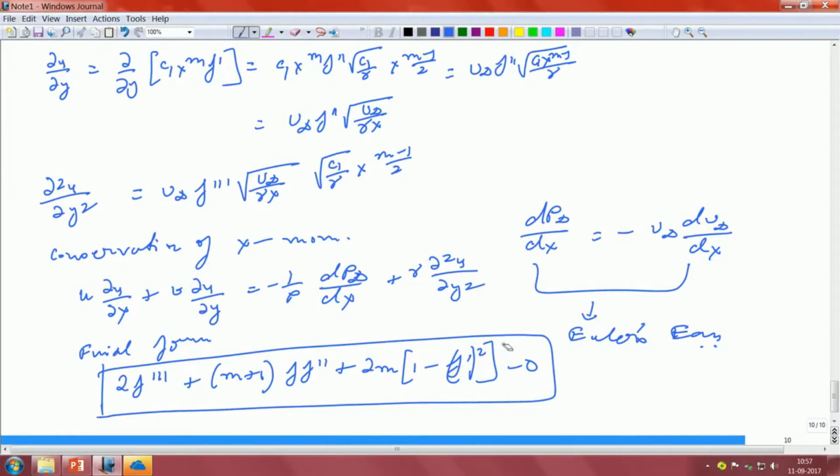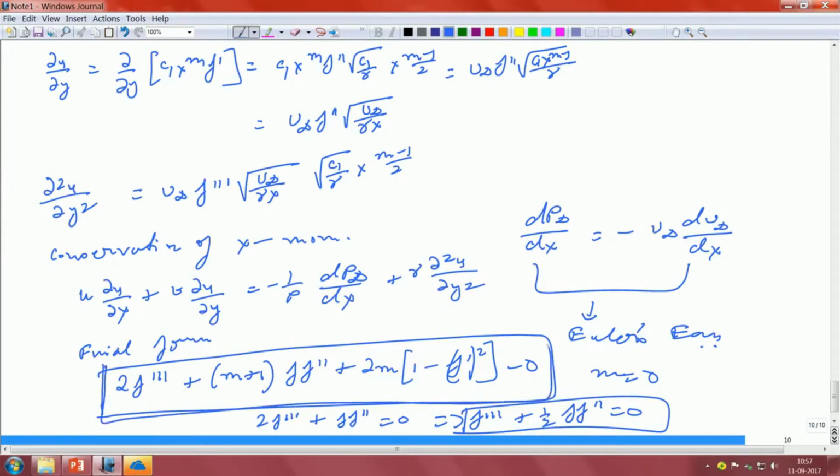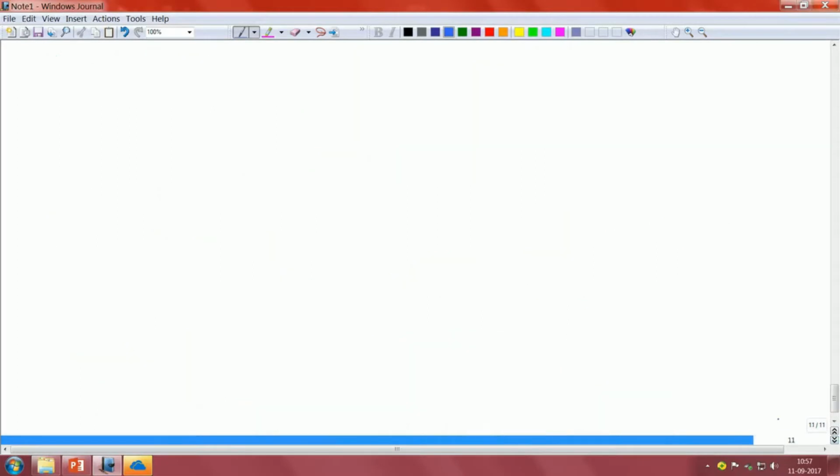So, as you can see once again, if m is equal to 0, what will happen? This equation will become 2f triple prime plus f into f double prime, and this entire term goes to 0. So, you will get a 0 over here. This leads to f triple prime plus half f f double prime equal to 0, which is the flat plate boundary layer equation. We once again get the same thing, the flat plate boundary layer. But this is the total expression when you actually have a wedge solution. So this is a general class of solution, more generic than your Blasius boundary layer.